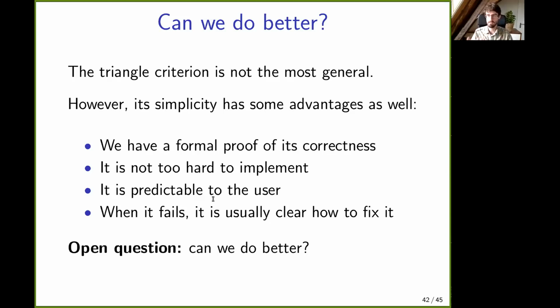So the error messages actually give concrete suggestions, like, maybe try to add a rewrite rule with this left-hand side. And usually that is enough to know what to do. But still, it's an open question if we can do better and have a more powerful Confluence criterion that still has these properties.